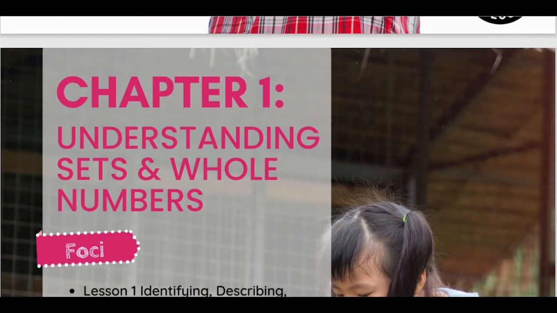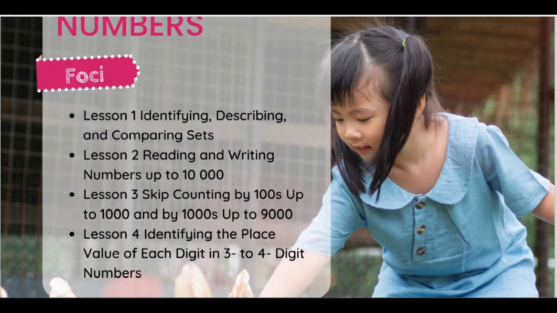So let's start. We're going to learn about Chapter 1, Understanding Sets and Whole Numbers. This chapter includes 4 lessons. First is Lesson 1, Identifying, Describing, and Comparing Sets. Lesson 2, Reading and Writing Numbers up to 10,000. Lesson 3, Skip counting by hundreds up to 1,000 and by 1,000s up to 9,000. And Lesson 4, Identifying the place value of each digit in 3 to 4 digit numbers.